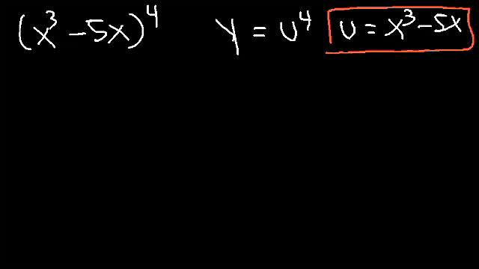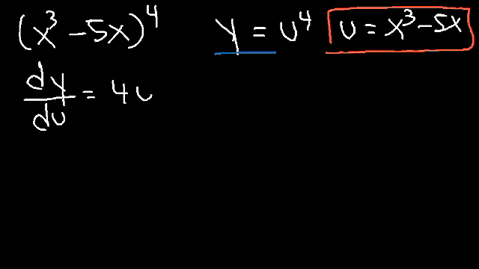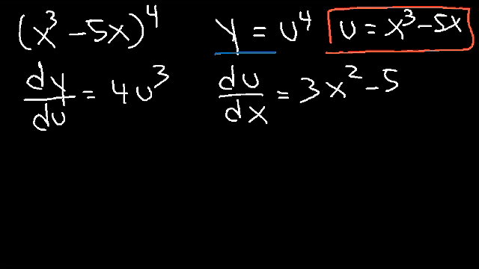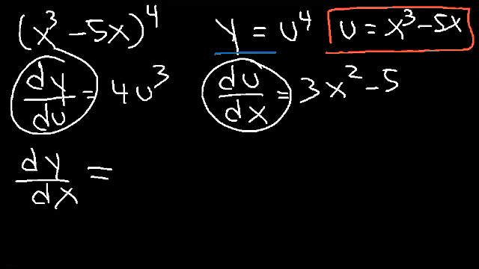So let's find dy du. If y is equal to u to the 4th power, then dy with respect to du, or the derivative of y with respect to u, is going to be 4u to the 3rd. Now let's differentiate u with respect to x. So du dx is going to be the derivative of this function, which is 3x squared minus 5. Now to find the derivative of y with respect to x, which is basically this answer, we need to multiply dy over du times du over dx. If we do, the du's cancel and we'll get dy over dx.